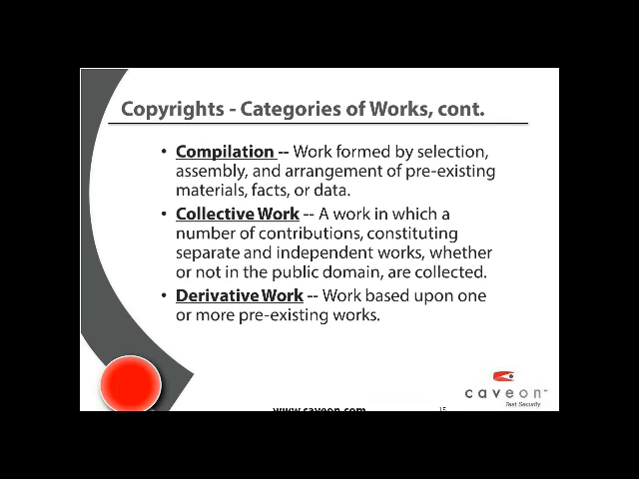They also tend to group the kinds of copyrights in a loose arrangement. There are 4 of them. The first is just an original, something that someone creates on their own. Next is a compilation, which is a work formed by selection, assembly, and arrangement of pre-existing materials, facts, or data. Basically, someone is assembling all of this information together. Think of the Yellow Pages. All of that data is out there in the public domain. It's just how you assemble it all together.